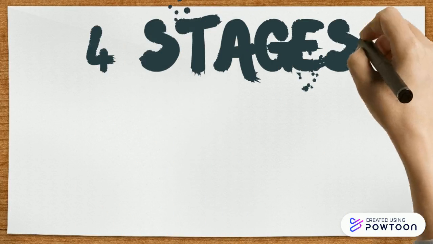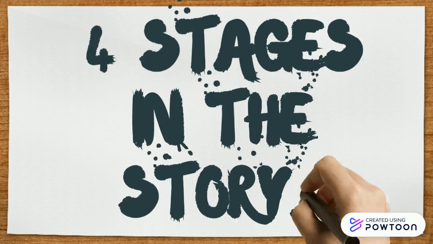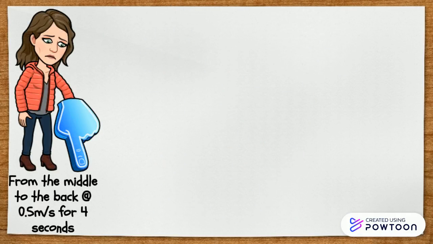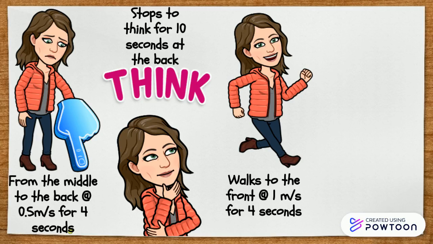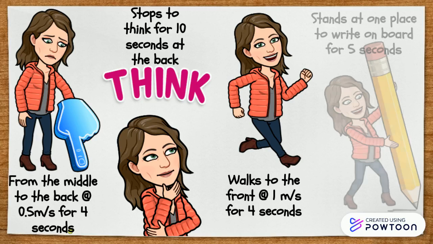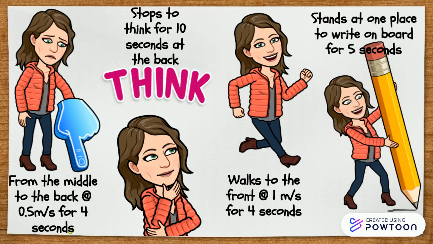First, we need to realize that there are 4 stages in this story. Stage 1, she walks from the middle of the classroom to the back. Stage 2, she stands still to think. Stage 3, she walks to the front of the classroom. Stage 4, she stands still to write on the board.